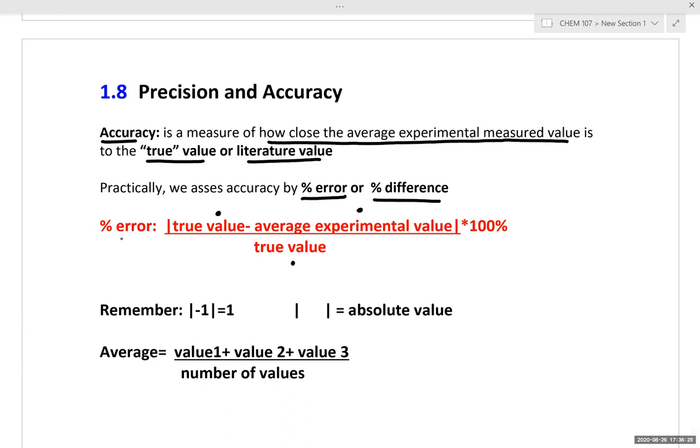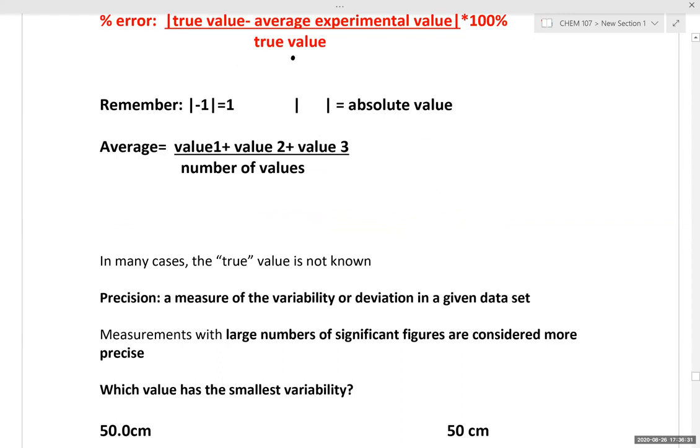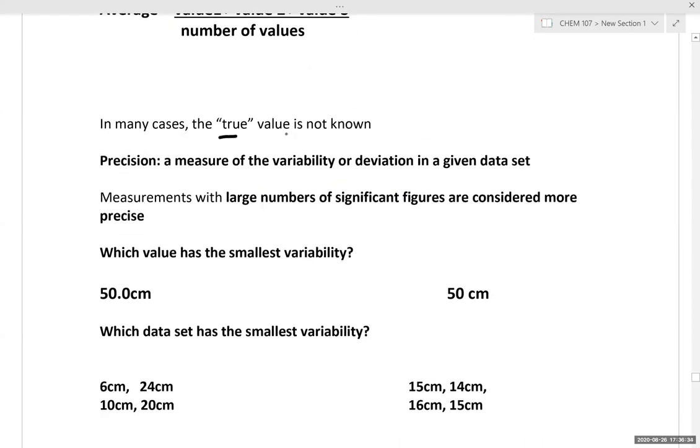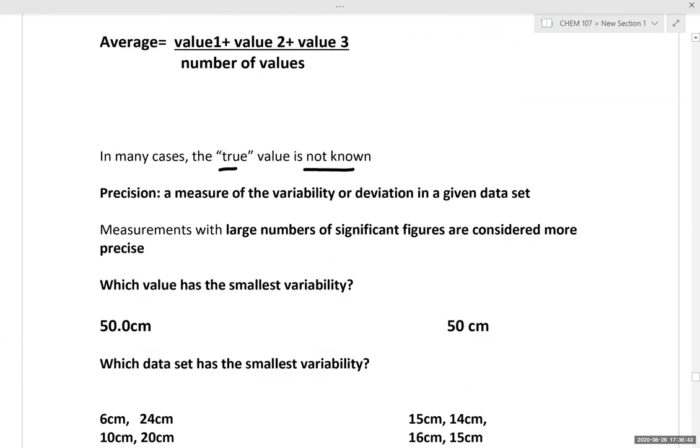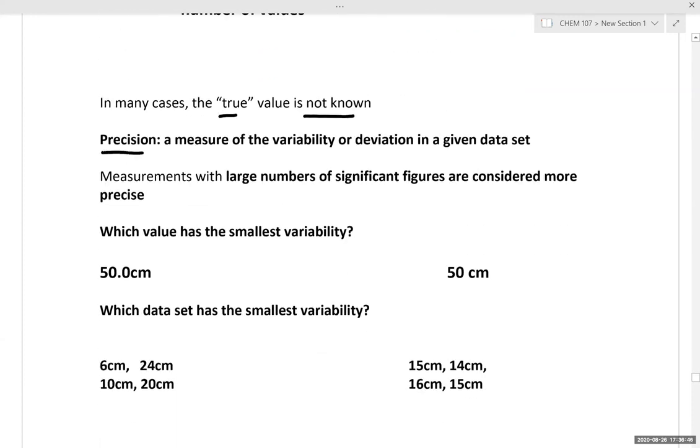Now, in most cases, the true value is not really known. So sometimes what we do is, instead of assessing our data via accuracy, we assess our data via precision, where precision serves as a measure of the variability or deviation in a data set. Measurements with large numbers of significant figures are considered more precise. So for example, if we look at 50.0 and 50, which of these values would be more precise? Which of these measurements is more precise?